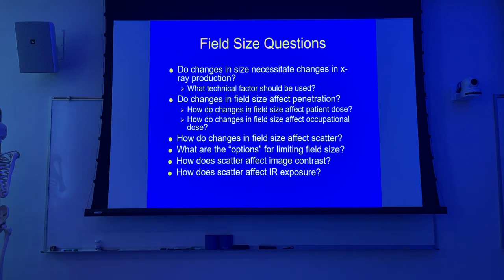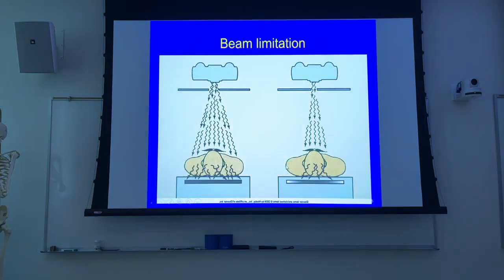Do changes in field size affect penetration? How do changes in field size affect patient dose? How do changes in field size affect occupational dose? How do changes in field size affect scatter radiation? What are the options for limiting field size? How does scatter affect the image contrast? And how does scatter affect image receptor exposure?